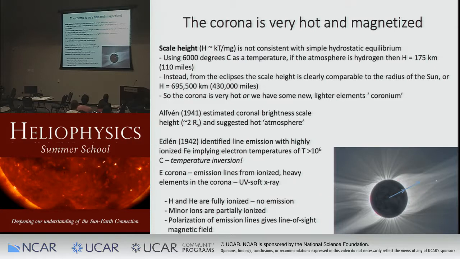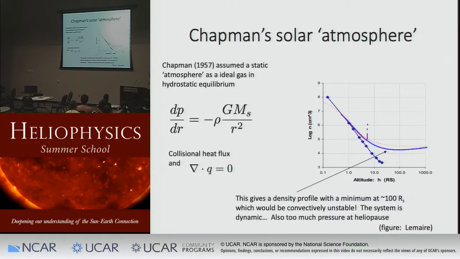Okay, so these are some diagnostics. This is what we call the E-corona, which emits in UV, soft X-ray. Okay, so Chapman then published a paper in '57, and the ideas were developed primarily to describe the Earth's atmosphere, but he published a paper suggesting a hydrostatic equilibrium. So this is a static atmosphere, so you just have a simple equation of motion, just an equilibrium equation, and he used a collisional heat conductivity equation.